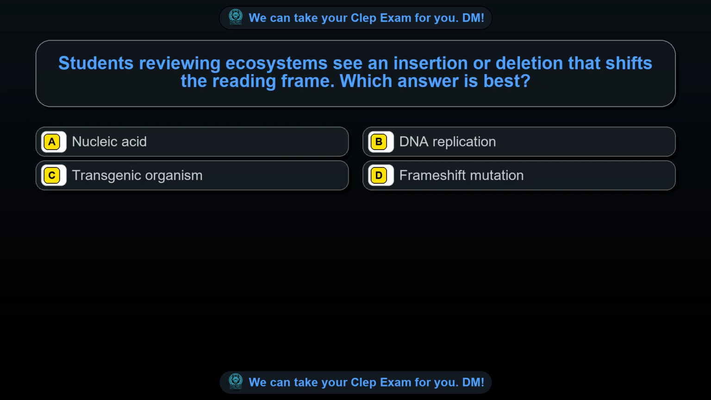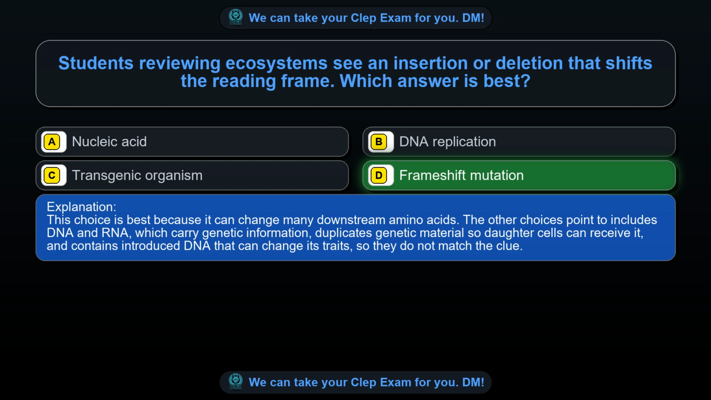Question 26. Students reviewing ecosystems see an insertion or deletion that shifts the reading frame. Which answer is best? Option A, nucleic acid. Option B, DNA replication. Option C, transgenic organism. Option D, frame shift mutation. The correct answer is option D, frame shift mutation.